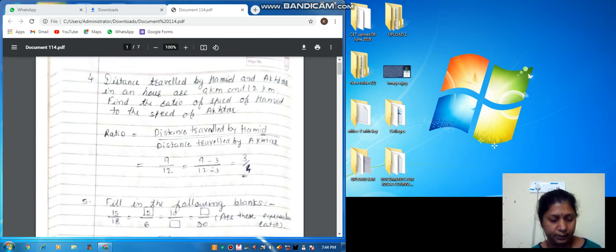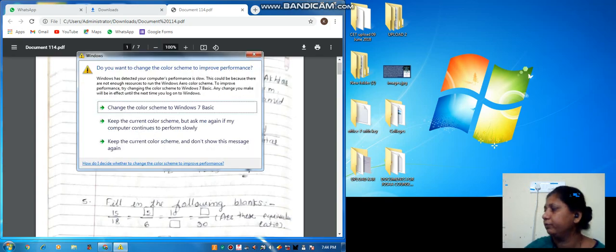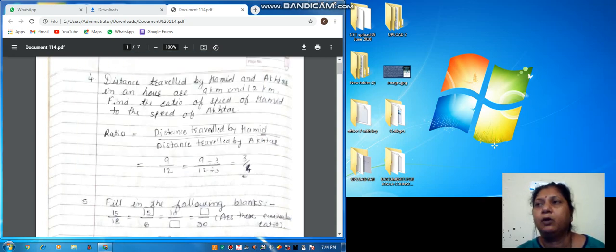Next thing, we can get equivalent ratios by multiplying or dividing the numerator and denominator by the same number. Fine. So these are the important points we have to remember while solving the examples on ratio. So let's start the fourth example.